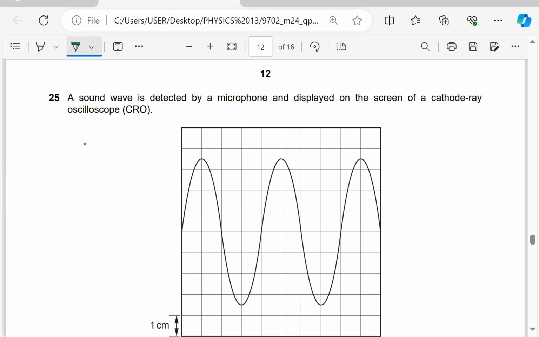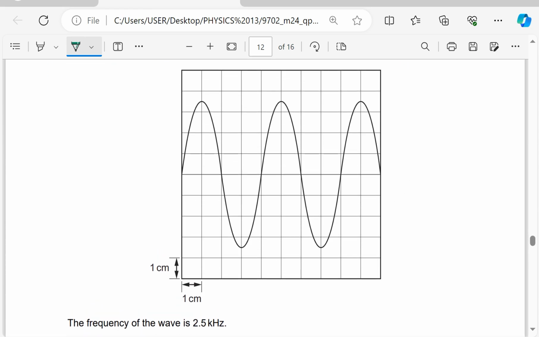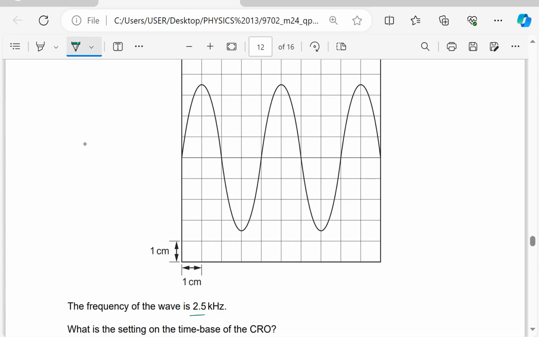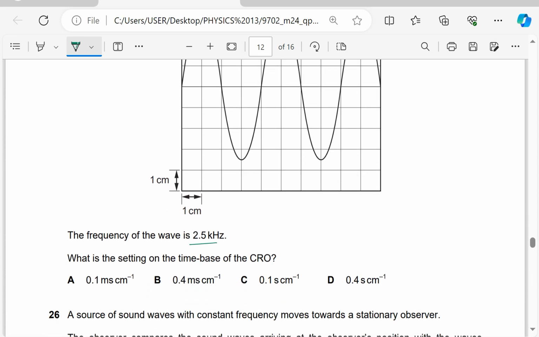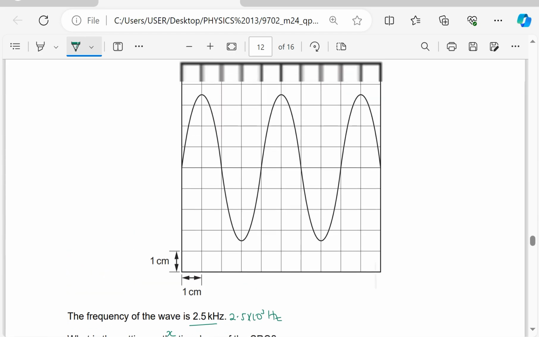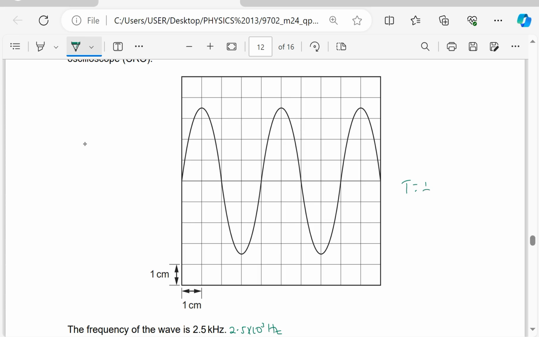A sound wave is detected by a microphone and displayed on the screen of a cathode ray oscilloscope. The frequency of the wave is 2.5 kilohertz. So this is 2.5 times 10 to the power of 3 hertz. What is the setting of the time base? So let's say the time base setting is X. Remember, the period is equal to 1 over frequency in seconds, remember? And this is the same as the length representing 1 cycle times the time base setting.